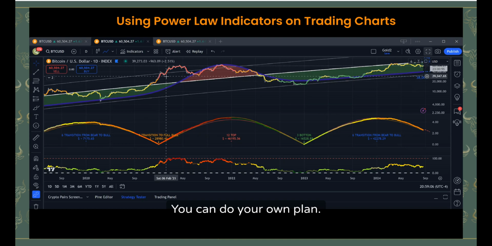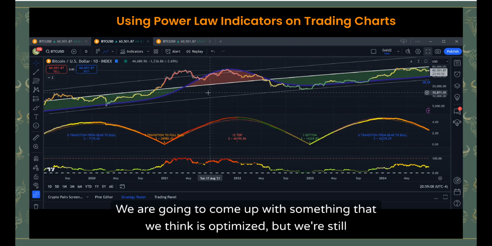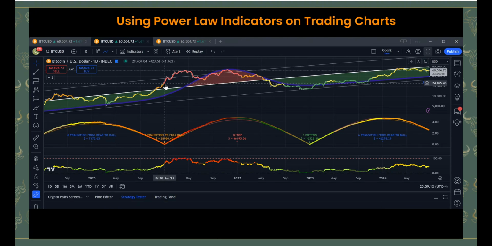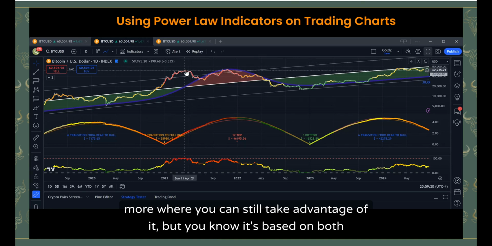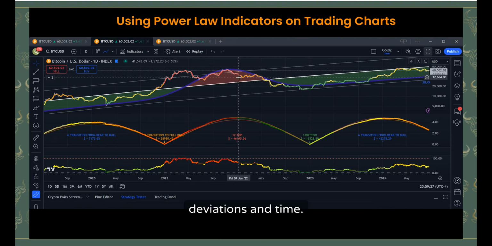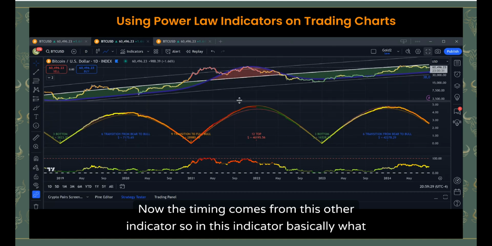You can do your own plan. We are going to come up with something that we think is optimized, but we're still working on that. But you start to DCA out little by little. You still have some coins, if it went up even more, where you can still take advantage of that. But it's based on both deviations and time. Now the timing comes from this other indicator.